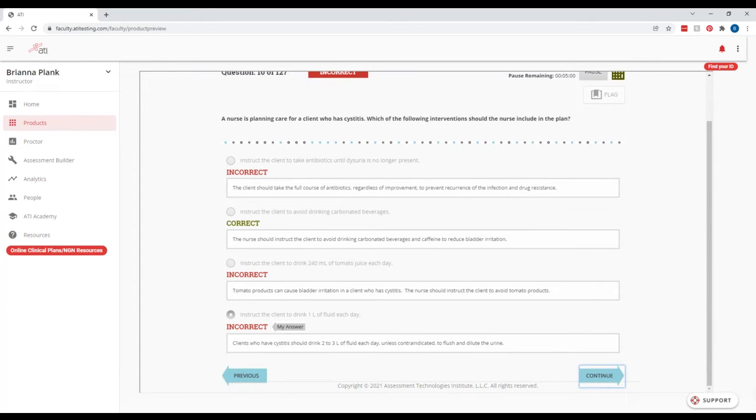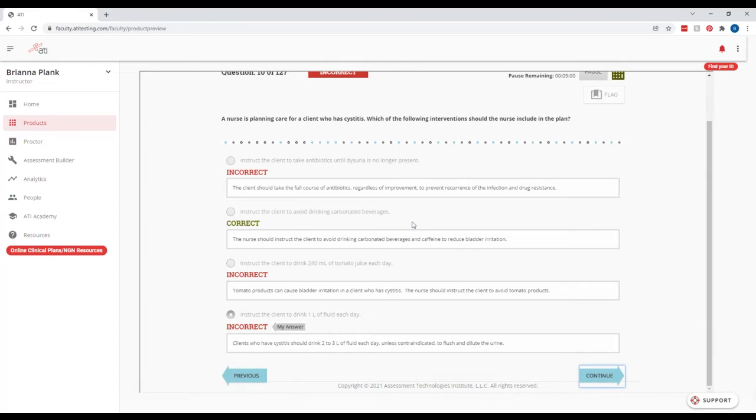Oh, I'm sorry. I think that is a good instruction, but they want them to drink 2 to 3 liters of fluids. And when I read this, I thought it said drink carbonated beverages. So that's why you got to read the whole question carefully, right? So yeah, we don't want them to drink carbonated beverages.